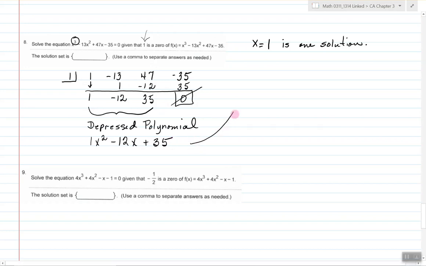Now I take it and I solve it. I need to solve x squared minus 12x plus 35 equals 0. Now you have a choice. You can factor it.